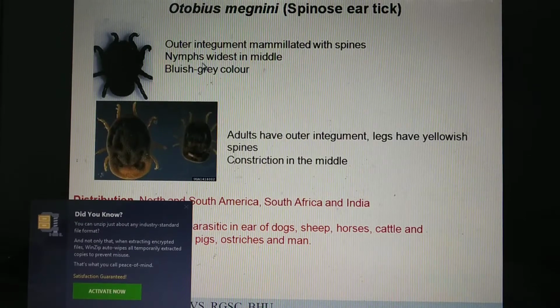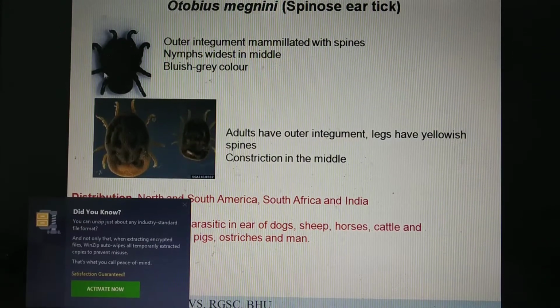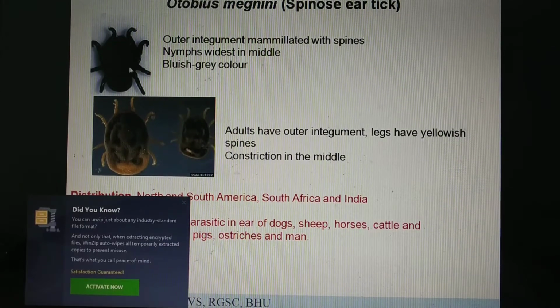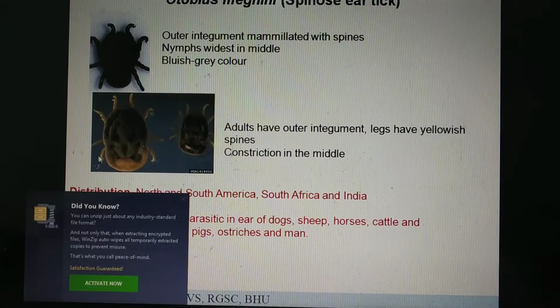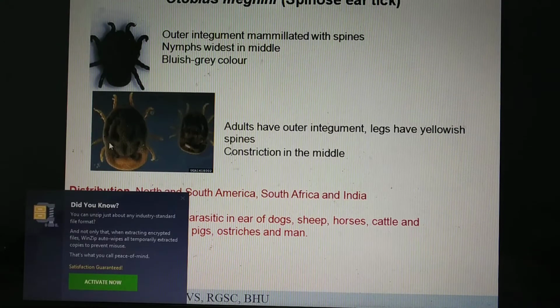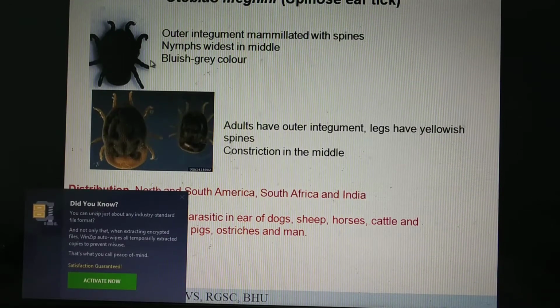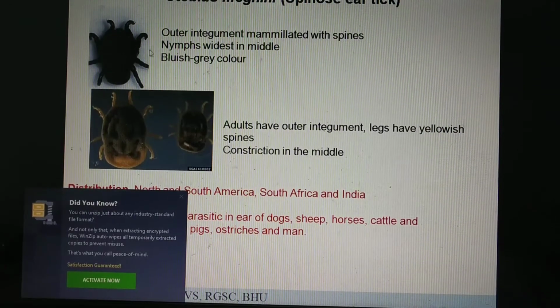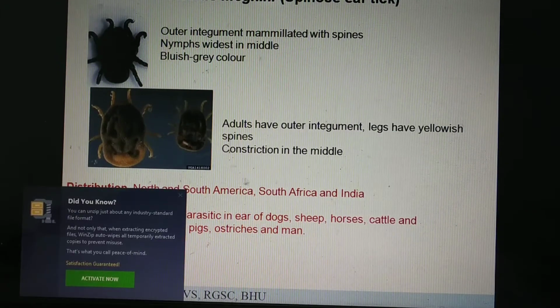The nymphs are widest in the middle. Now here the adults are not parasitic, but the larval and the nymphal stages are parasitic. As you can see, the nymphal stage is widest in the middle, whereas in the case of adults there is a constriction in the middle. The nymphs are bluish grey in color, whereas the adults are yellowish in color.